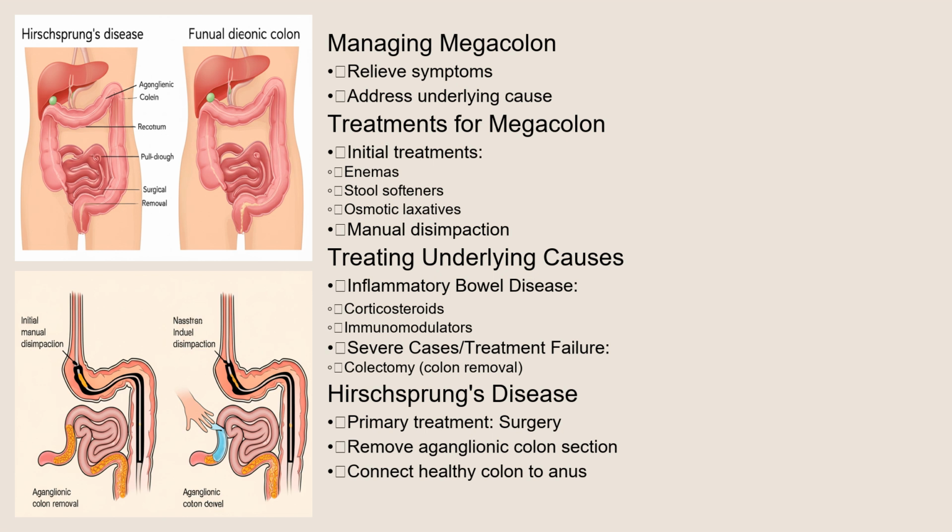In the case of Hirschsprung's disease, surgery is the primary treatment, involving the removal of the aganglionic section of the colon and connecting the healthy colon to the anus.